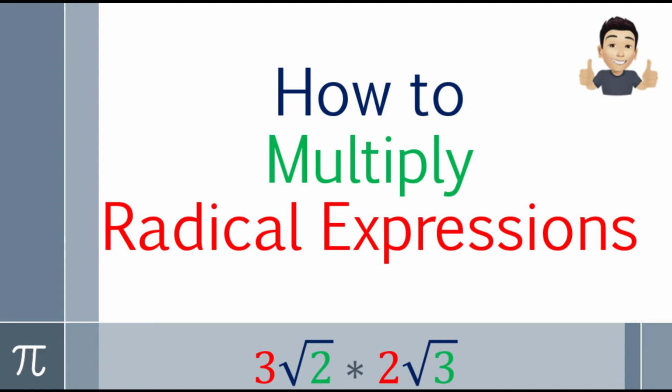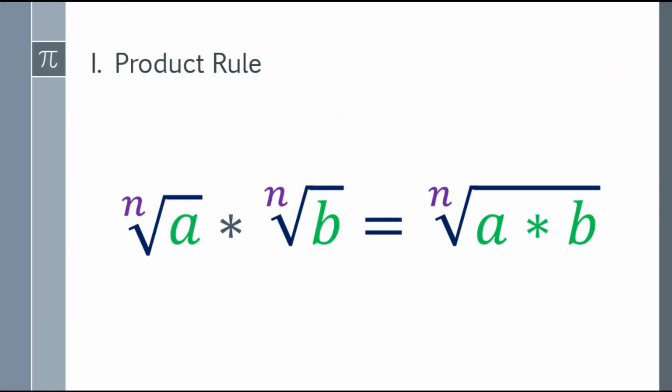Let's start with the product rule. It states that the nth root of a multiplied by the nth root of b is equal to the nth root of the product of a and b. Remember, you can only do this if the value of n is the same. Hindi mo siya pwedeng gawin kung yung isa ay cube root at yung isa ay square root. Dapat parehas sila na root. So let's have some examples.